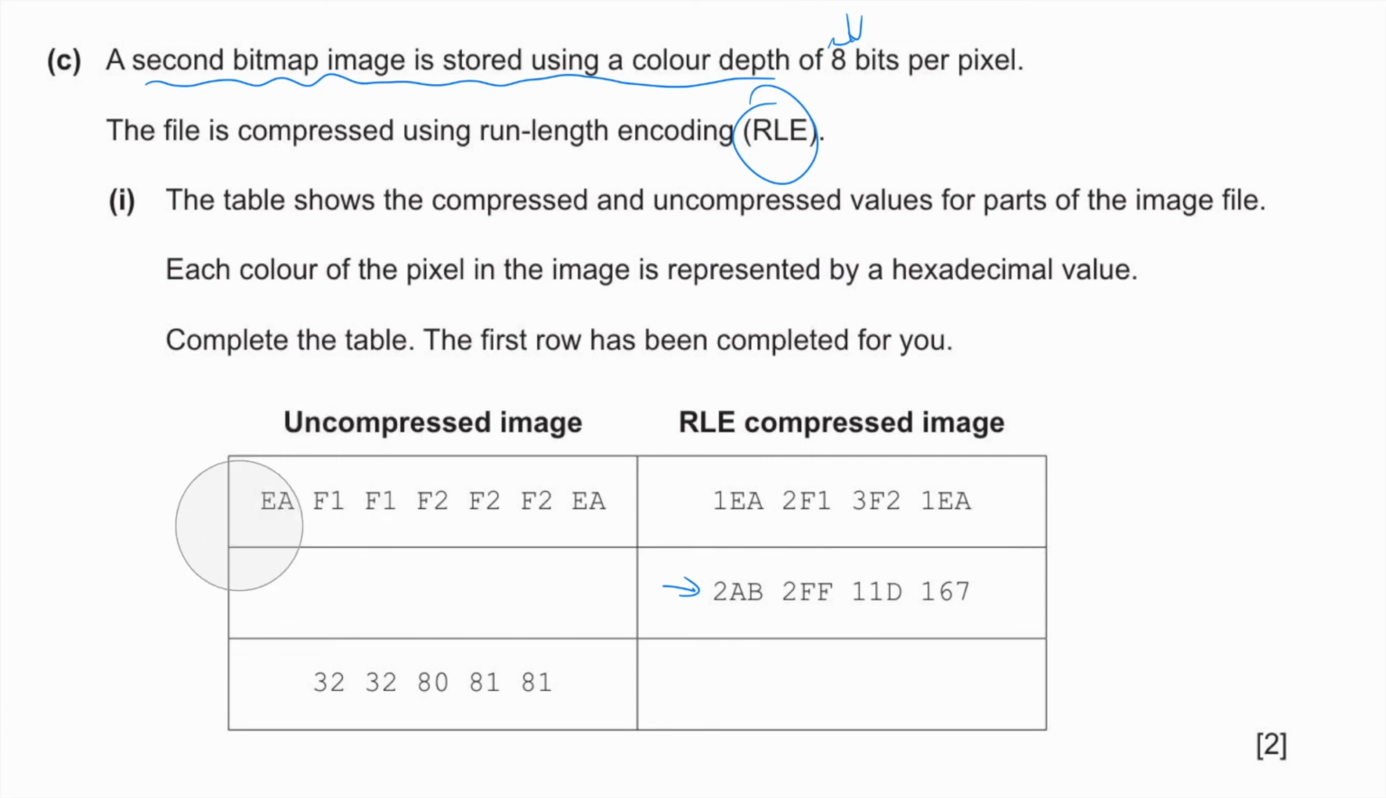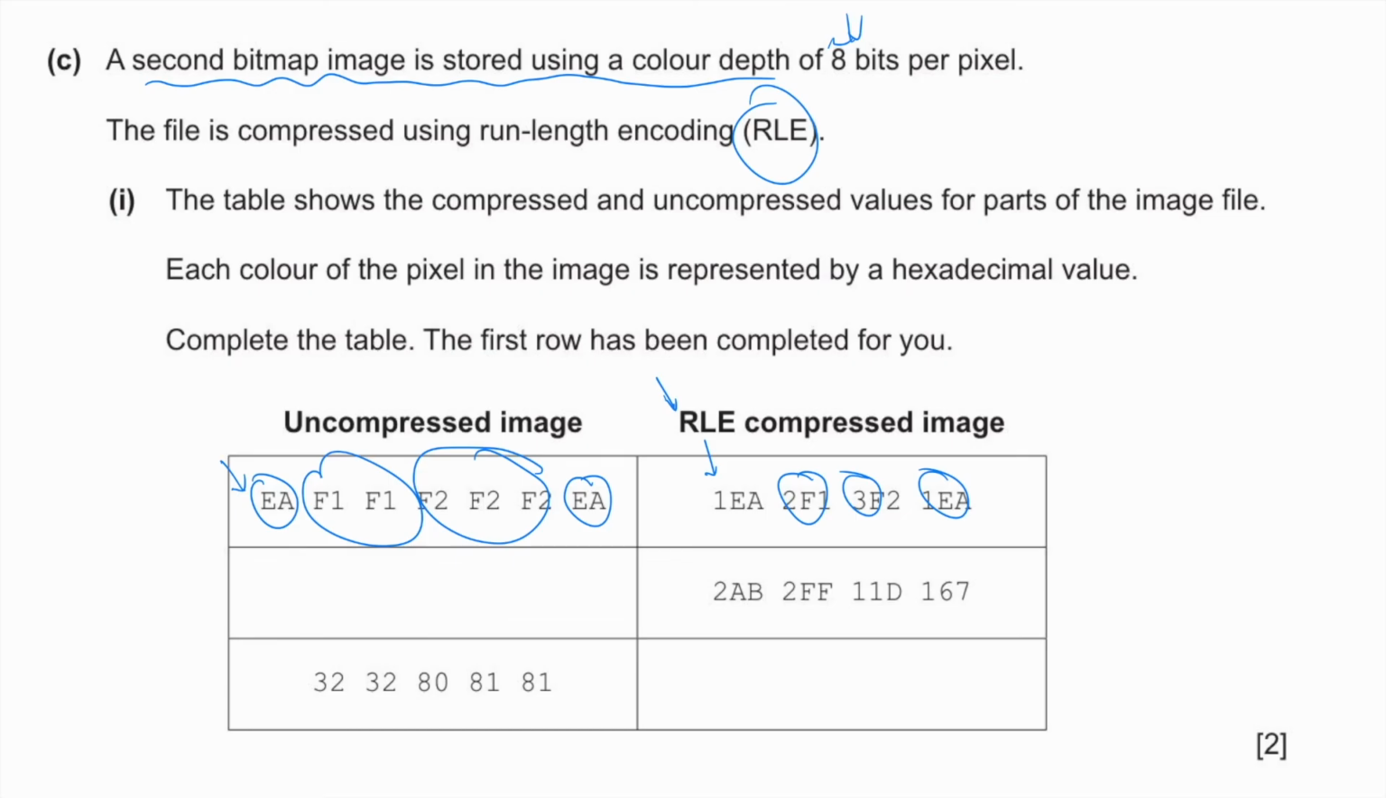Now, what we want to do, as I said, is take the uncompressed hex and convert it to what it would look like if we compress the image using RLE. So right here we have EA. We just have one instance of EA in hexadecimal, so we can just write 1 EA. We have F1 twice, 2 F1, F2 3 times, 3 F2, and EA once, so 1 EA.